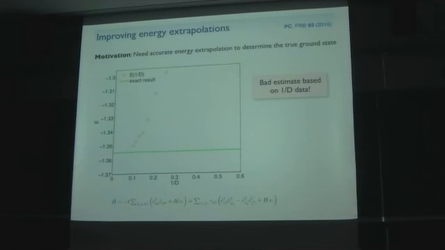But the idea is now that you can improve this by plotting the data as a function of another quantity, namely a truncation error. That's something which is often done in DMRG calculations as well.